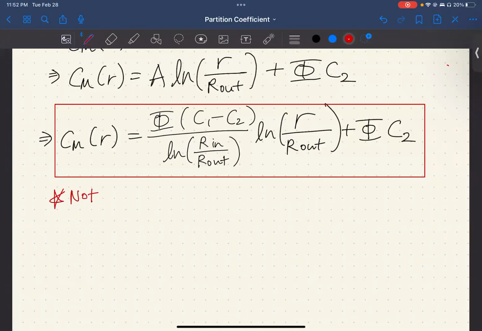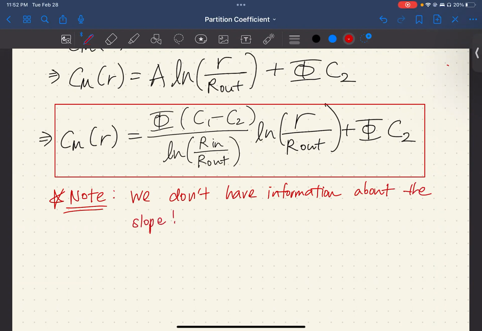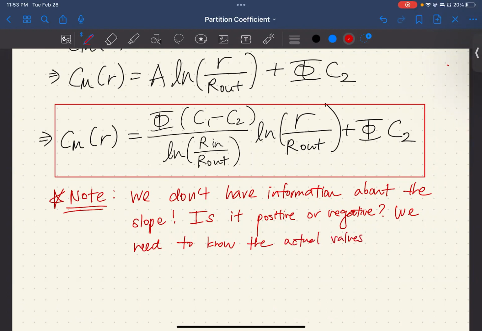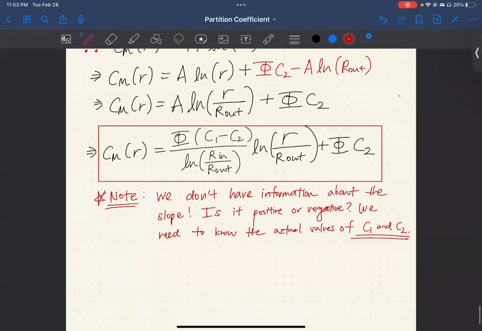But keep in mind, note, we don't have information about the slope. Is it positive or negative? We don't know. Why? We need to know the actual values of C1 and C2. Remember, I'm going to scroll up.